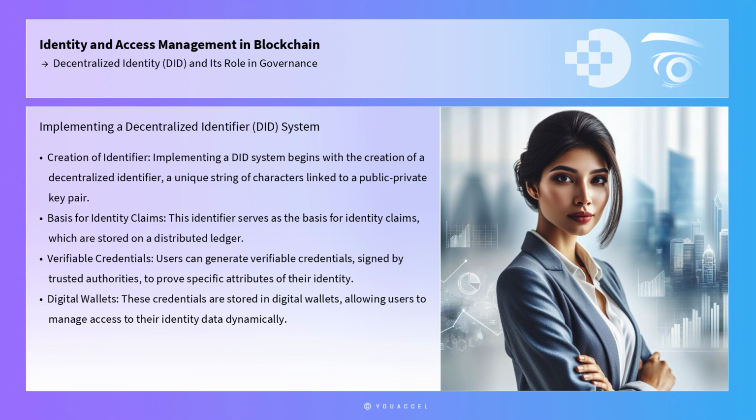In practice, implementing a DID system begins with the creation of a decentralized identifier, a unique string of characters linked to a public-private key pair. This identifier serves as the basis for identity claims, which are stored on a distributed ledger. Users can generate verifiable credentials, signed by trusted authorities, to prove specific attributes of their identity. These credentials are stored in digital wallets, allowing users to manage access to their identity data dynamically.